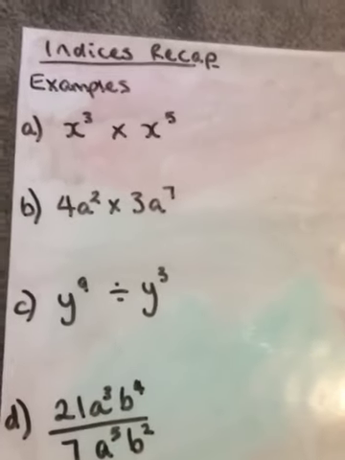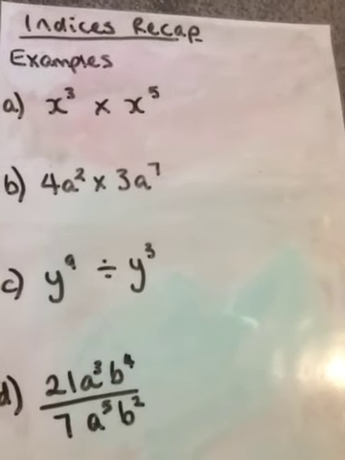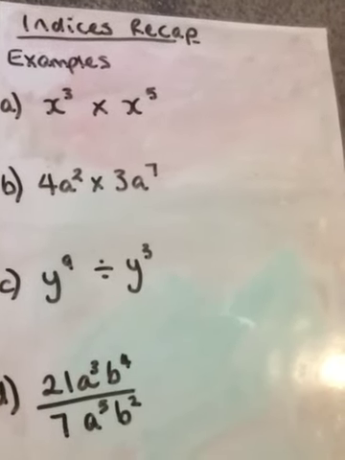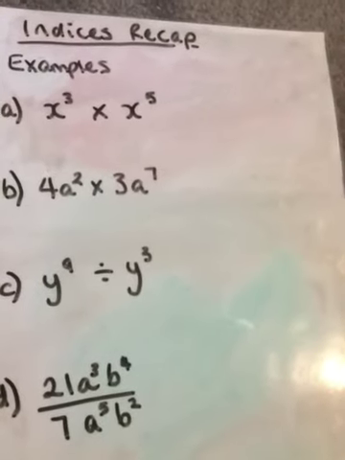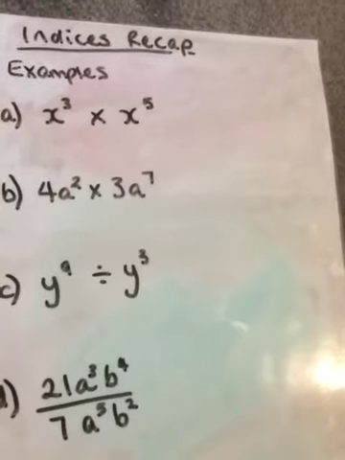Okay, in this first part of the indices recap, we're really looking at rules 1, 2, and then I've snuck rule 4 on at the bottom. Rule 1 is that if you are multiplying indices, then you add the indices together.